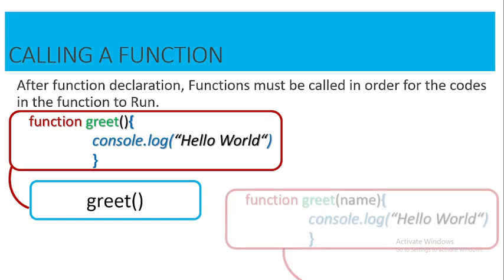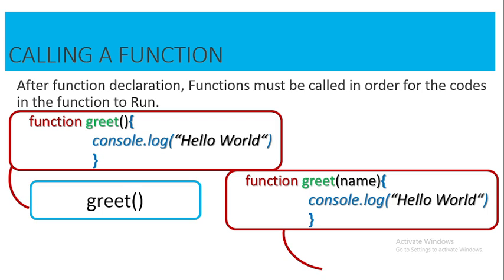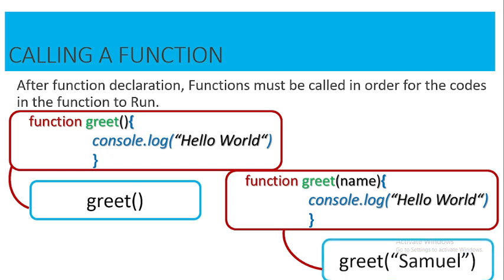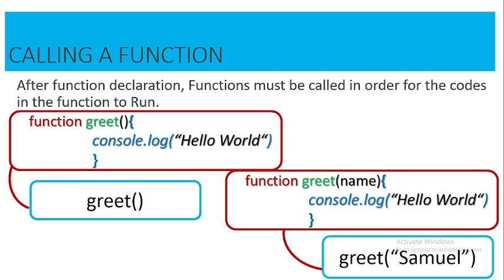Now if you declare a function with parameters, then when we are calling the function, we have to call the function with argument. Functions that we declare without parameters, when we are calling them, we call them without argument. And functions that we declare with parameters, when we are making a function call to such functions, we call those functions with argument.